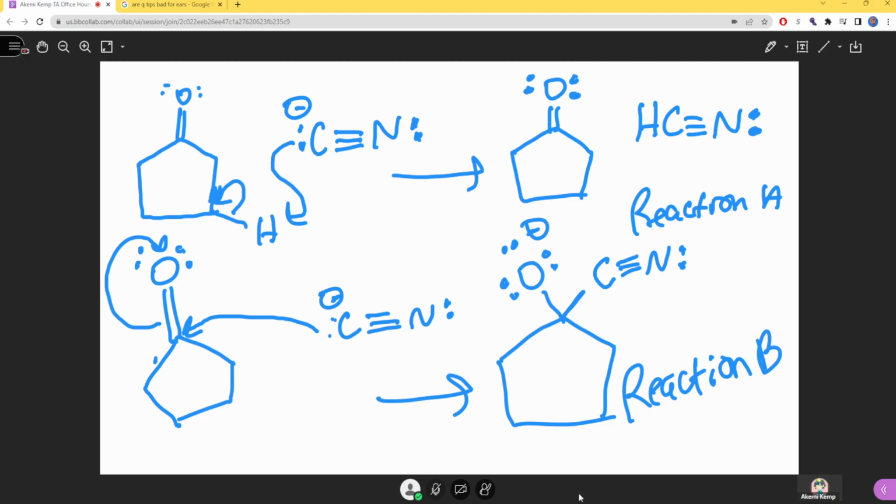So let's look at each of the following statements. It says here, A says reaction B is exothermic. Is that false? No. That's true. No, it's not false. We have created a more stable molecule.